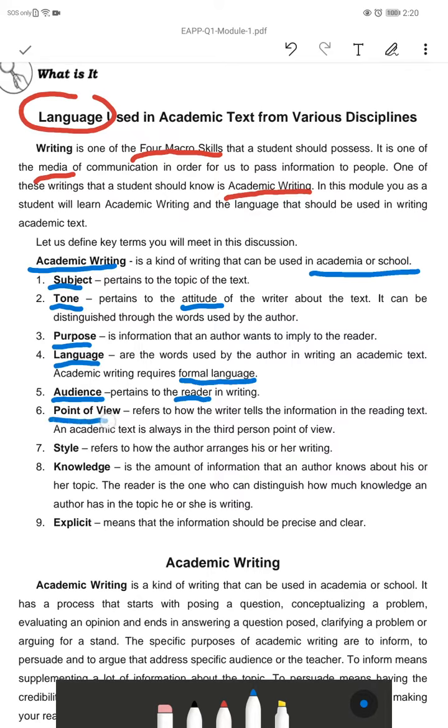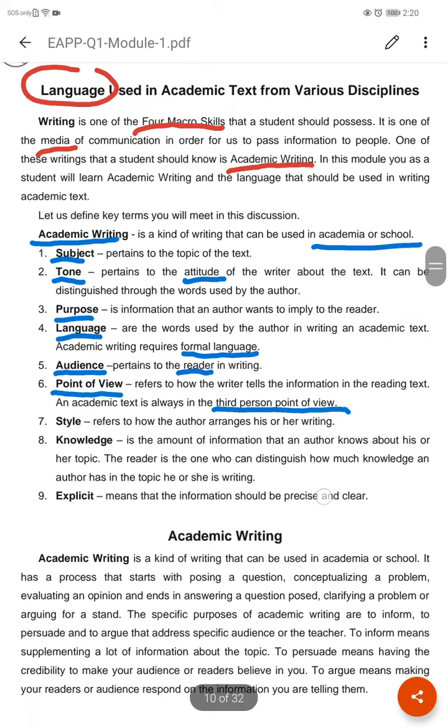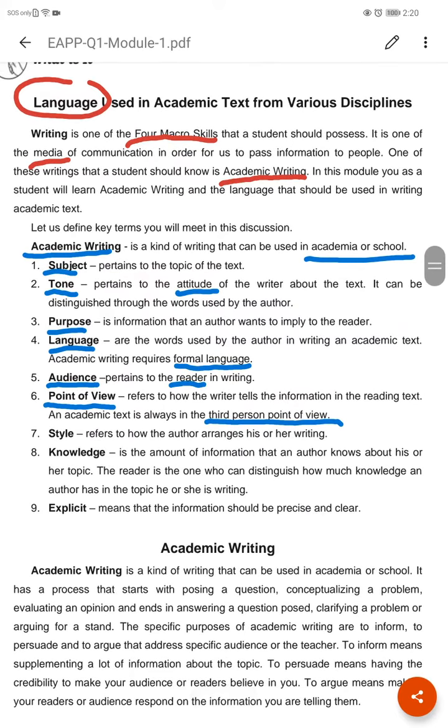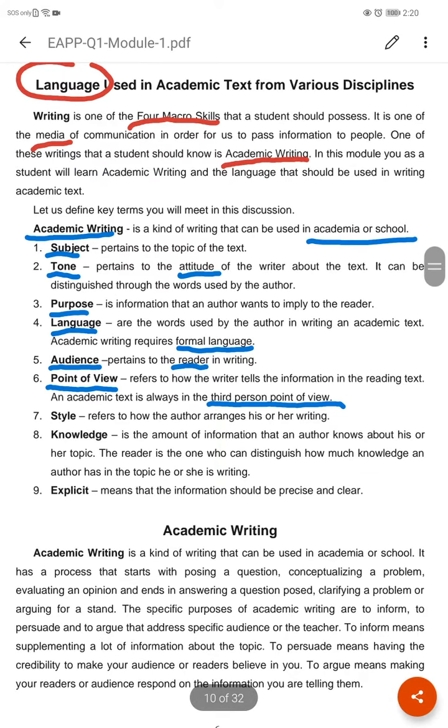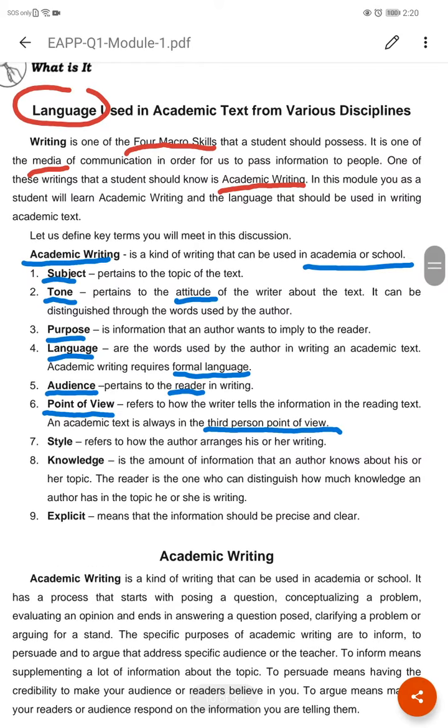And then we have the point of view. The point of view refers to how the writer tells the information in the reading text. An academic text is always in the third person point of view. You might remember that during your previous years, guys, your teachers in English taught you different points of view in writing. We have the first person point of view, the second person point of view, and the third person point of view. So just to give you a recall, the first person point of view simply means that you are using pronouns which are I, me, myself, us, and we.